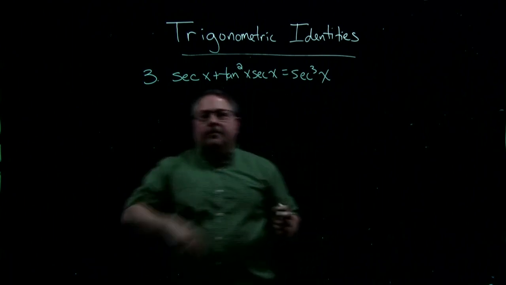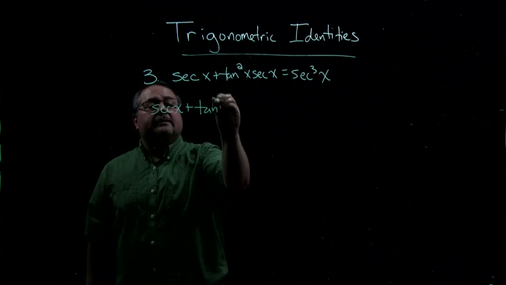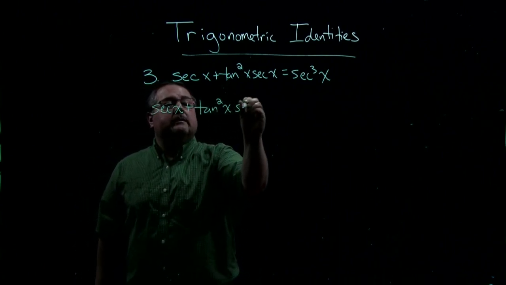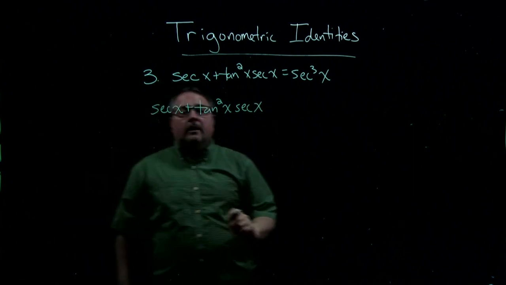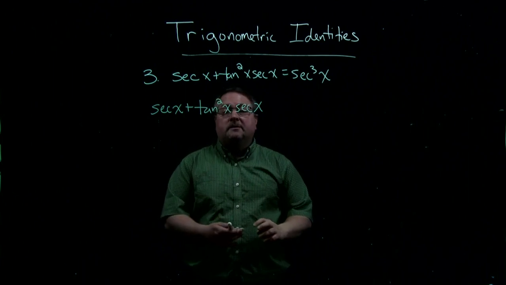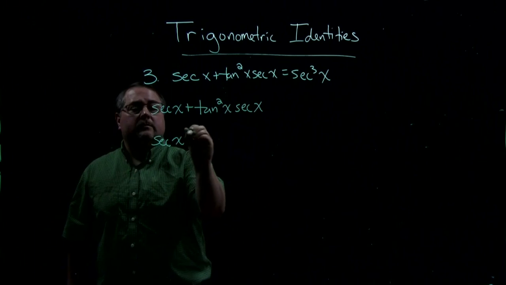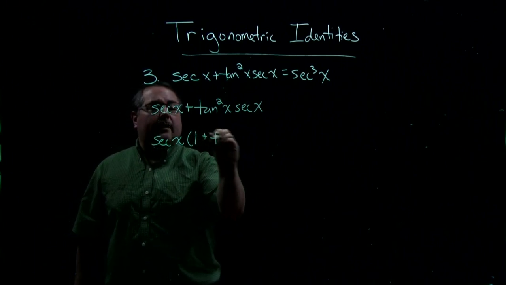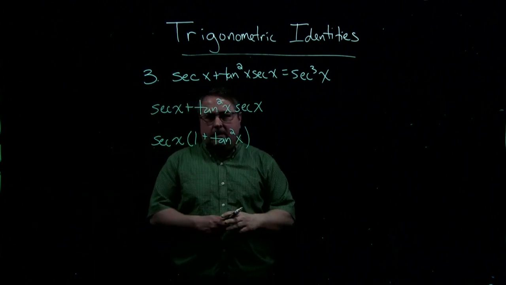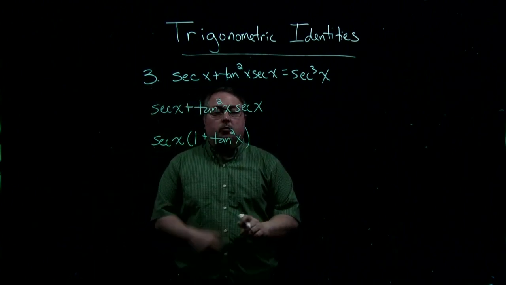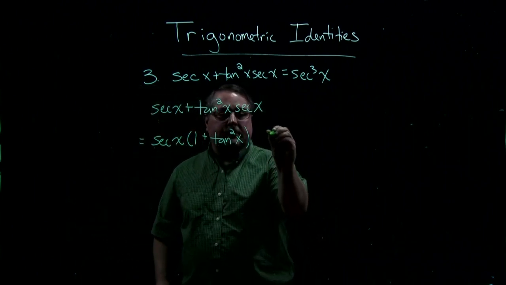So we note, again, looking at the left-hand side, secant x plus tan squared x times secant x, both terms have a common factor of secant x. So what we can do here is pull it out, and rewrite this as secant x times 1 plus tangent squared x. So this is just using some factoring.